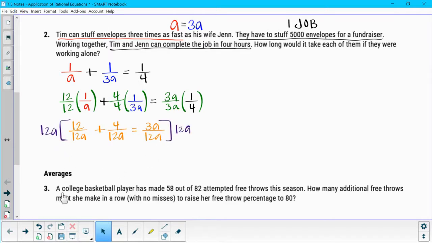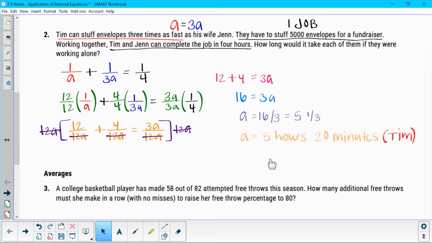Going to multiply through by my common denominator so that I can cancel my denominators and end up only with my numerators. That's going to give me 12 plus 4 is equal to 3a. 16 is equal to 3a. A is equal to 16 over 3, which is equivalent to 5 and 1/3. And if we said that 2/3 was 40 minutes, well, 1/3 is going to be 20 minutes.